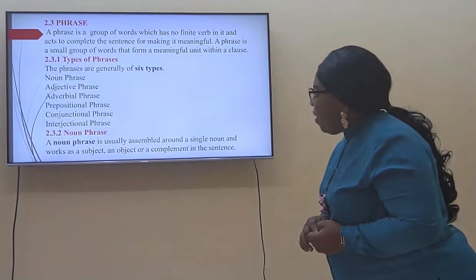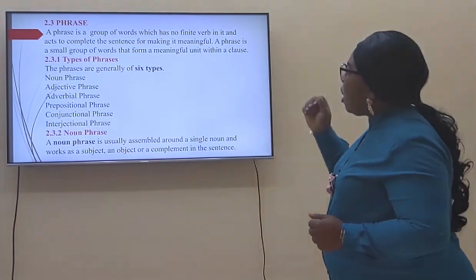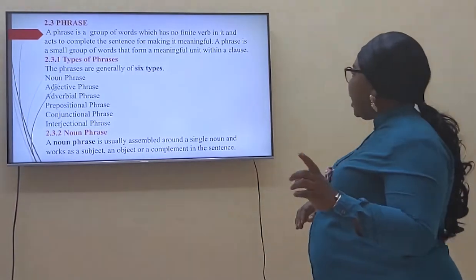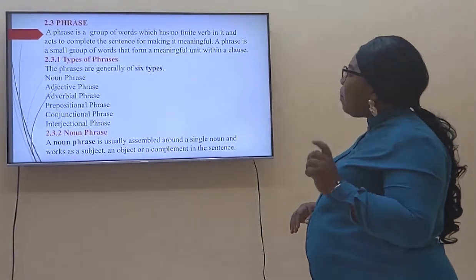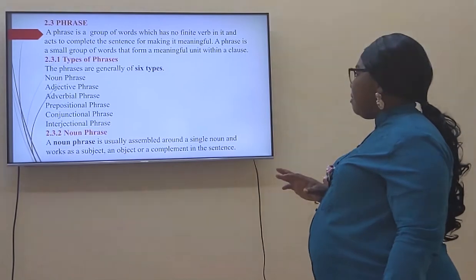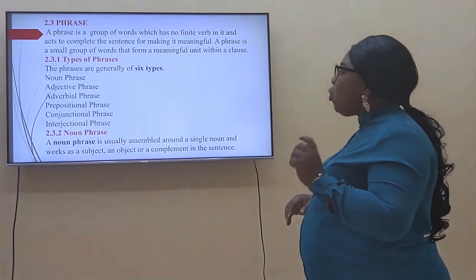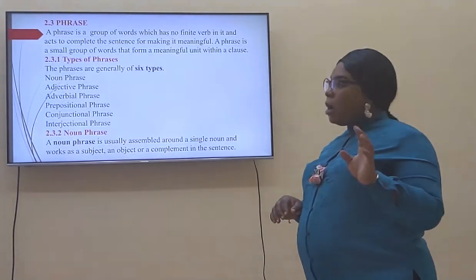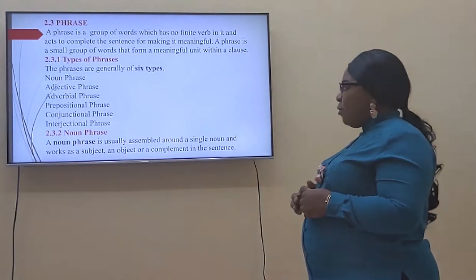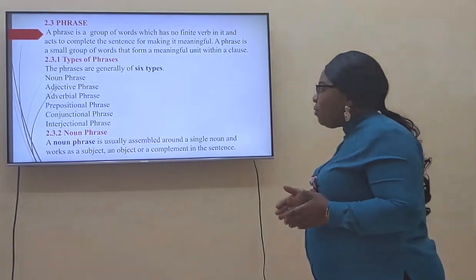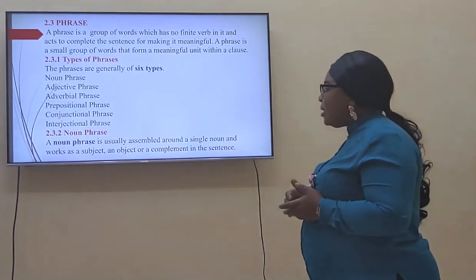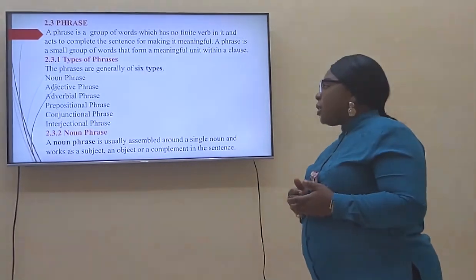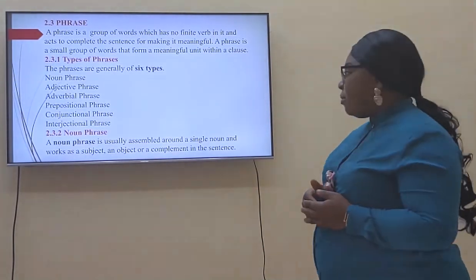The next one is the phrase. What is a phrase? A phrase is a group of words which has no finite verb, and acts to complete the sentence, making it meaningful. A phrase is a small group of words that form a meaningful unit within a clause. We have types of phrase. There are noun phrase, adjective phrase, adverbial phrase, prepositional phrase, conjunctional phrase, interjectional phrase.